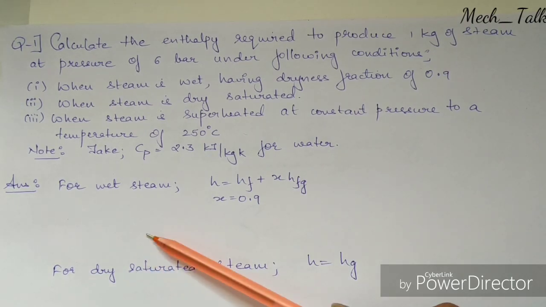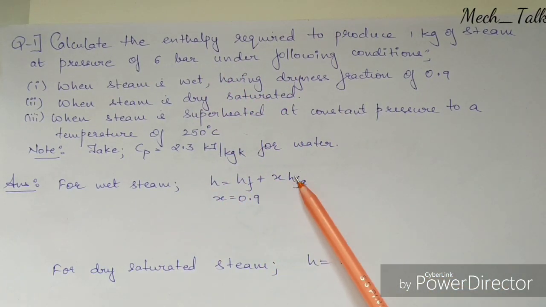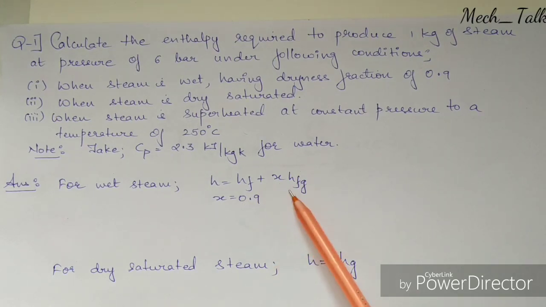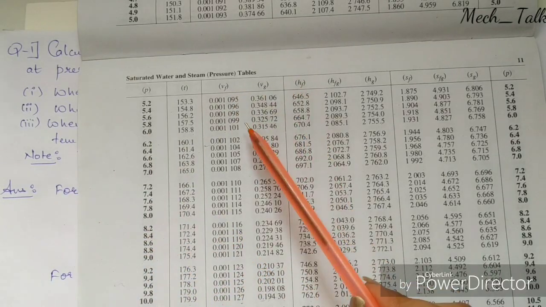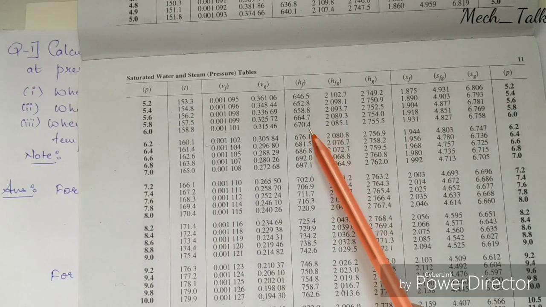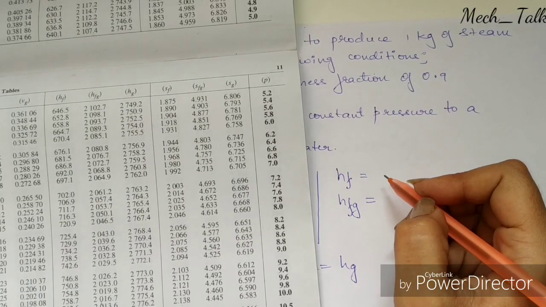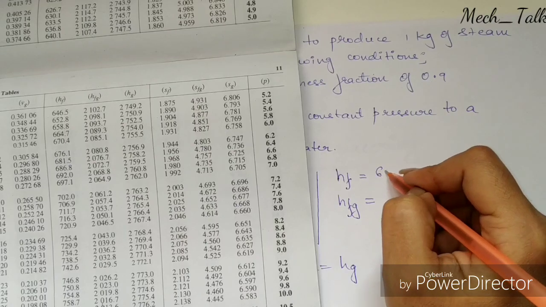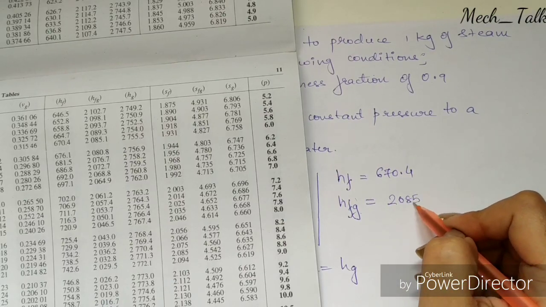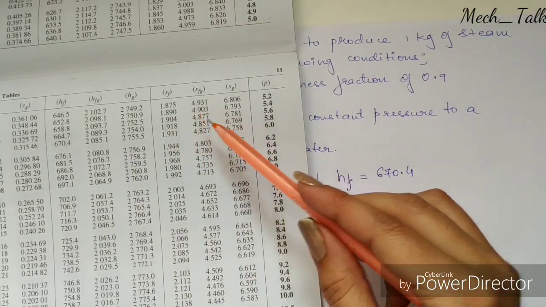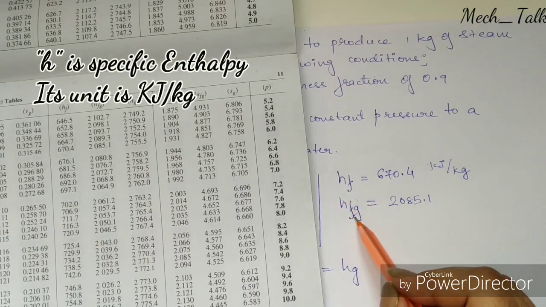In our given data, we have the value of pressure as 6 bar. So first of all, let us collect the values of hf and hfg from the steam table for 6 bar pressure. For 6 bar pressure, the value of hf is 670.4 and the value of hfg is 2085.1. All these values are given in the unit kilojoule per kg, that is, these values are in specific terms.